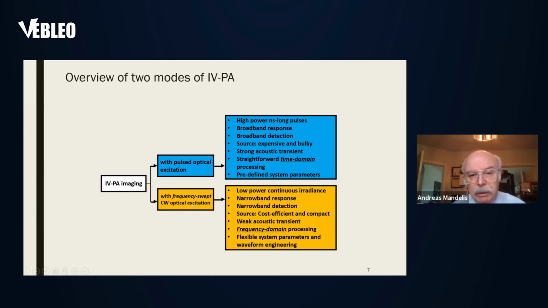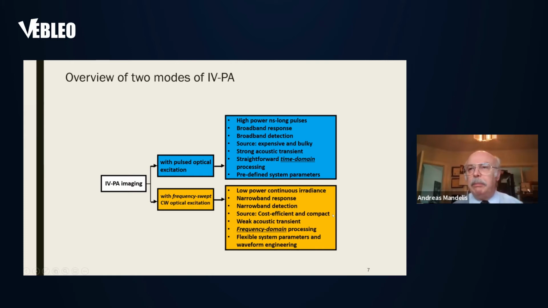On the other hand, in the frequency domain, what we call frequency swept continuous wave optical excitation, the radar that I mentioned before, you have a low power continuous irradiance, a more narrow band response because the frequency modulation is within a certain amount of time, range of frequencies, and a narrow band detection. However, great advantage, the source is cost efficient and compact.